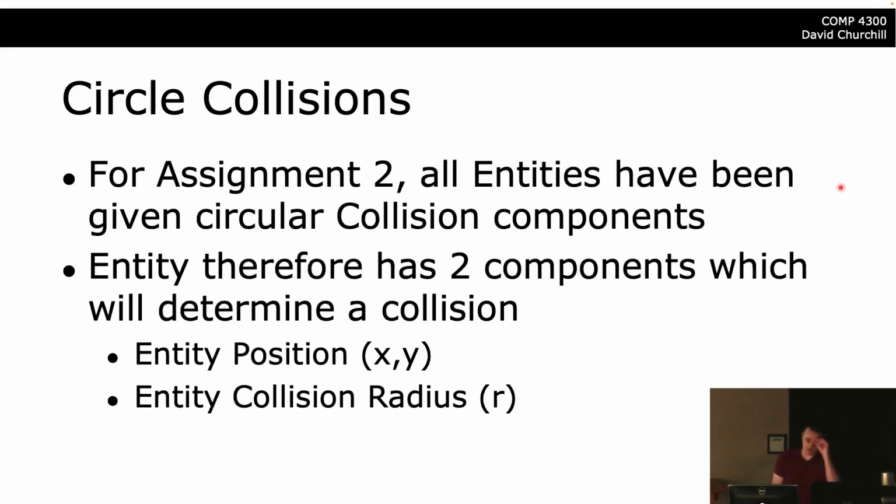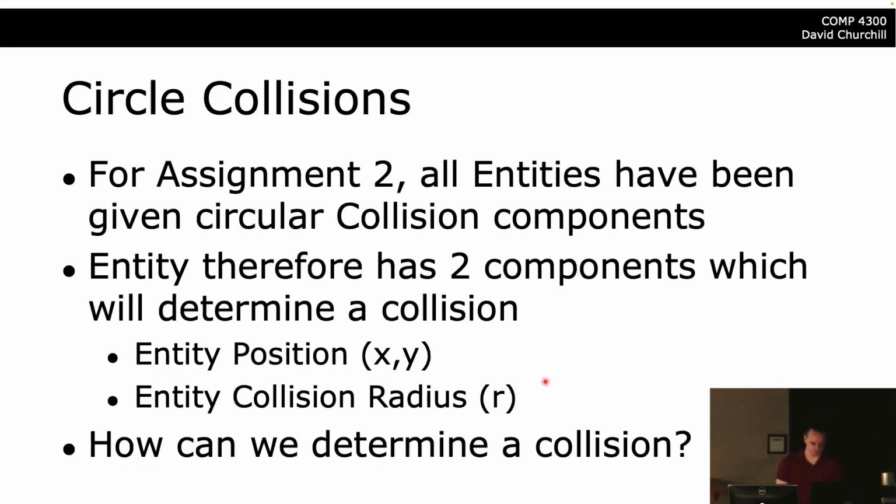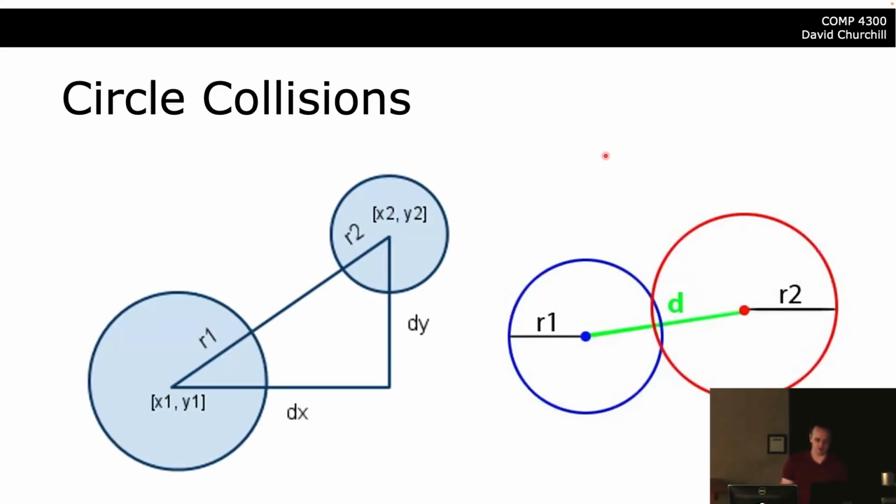Therefore, each entity will have 2 components that are going to determine whether or not there is a collision between 2 entities. That is the position and the radius, right? So given the position of 2 circles and the radius of 2 circles, we can determine whether or not they overlap. And if they overlap, then there's a collision. So how do we determine this collision? I'm sure you could all figure this out. But essentially, if we draw our 2 circles, if visually they overlap, then there's a collision.